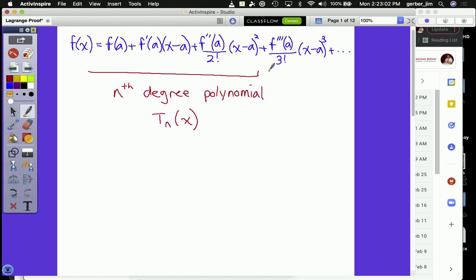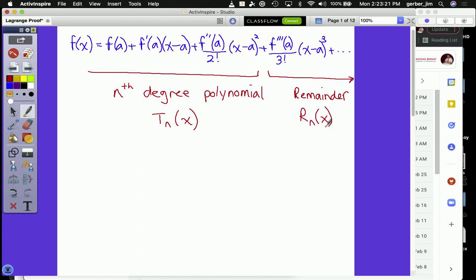By truncating it there, I'm left with a remainder out here. This is the part that I would not be including, and I'm going to use the abbreviation r sub n at x to refer to that remainder.